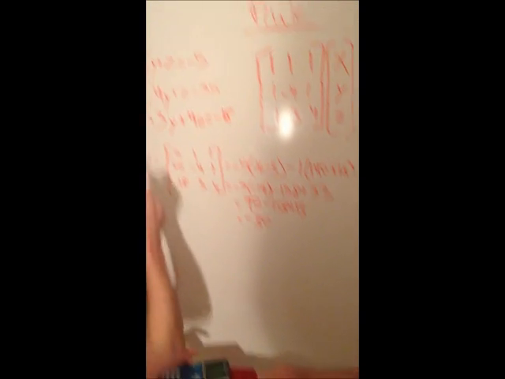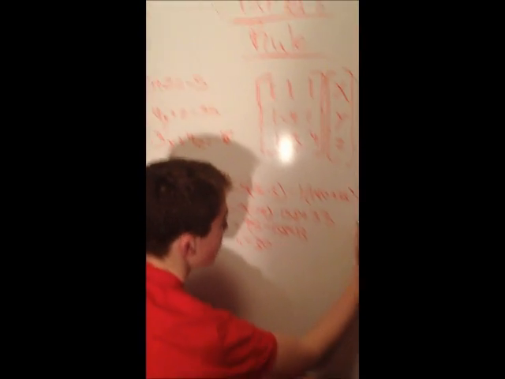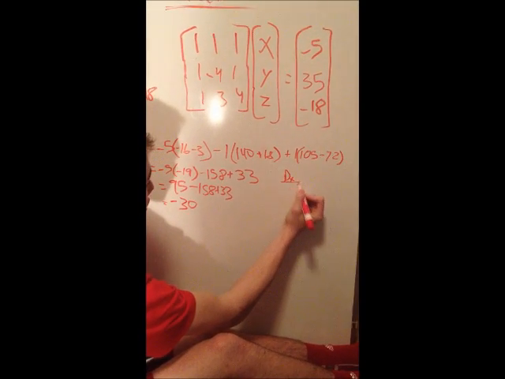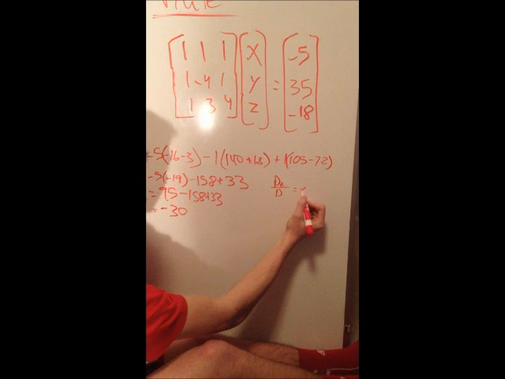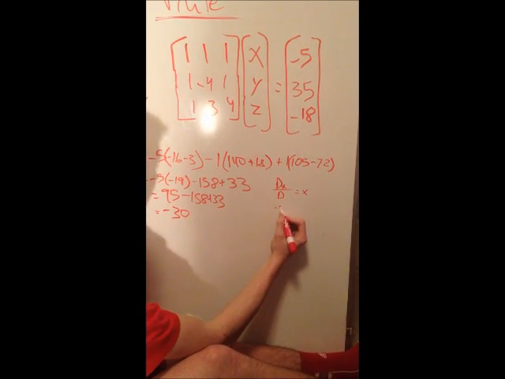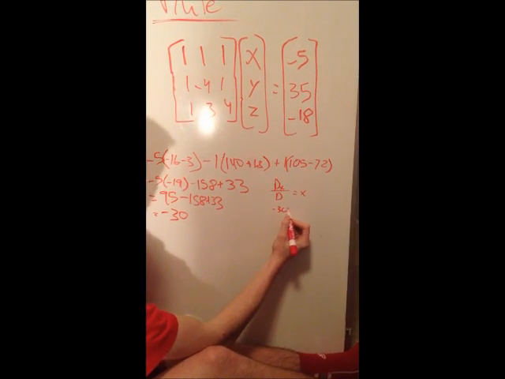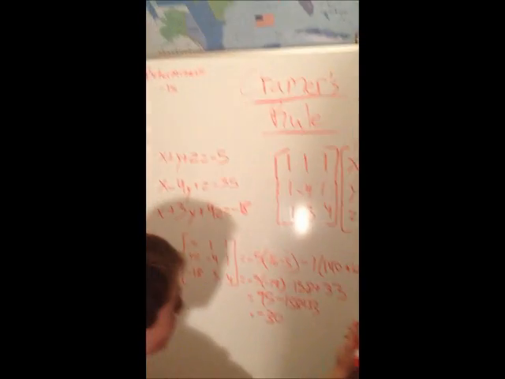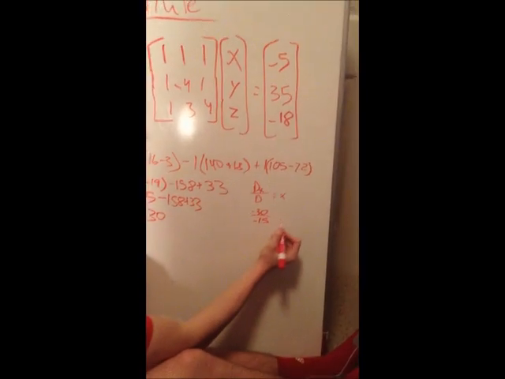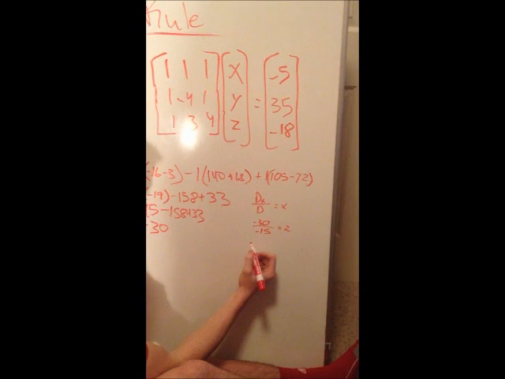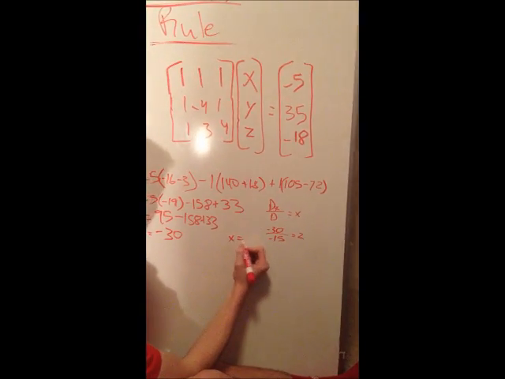Now, in order to find x, we do d of x over the determinant equals x. So, if we have negative 30 for d of x, over the determinant, which is negative 15, we're going to get equals 2. So, we have x equals 2.